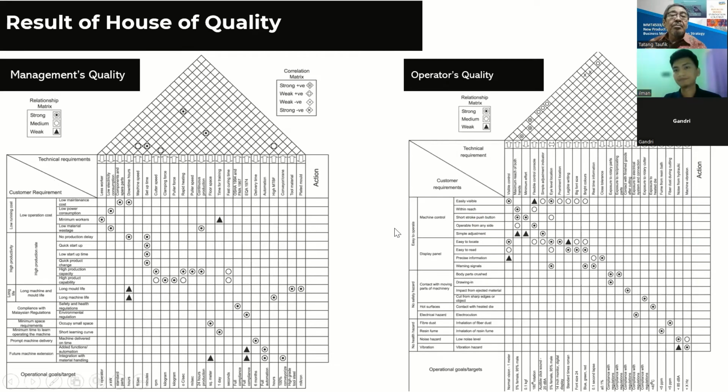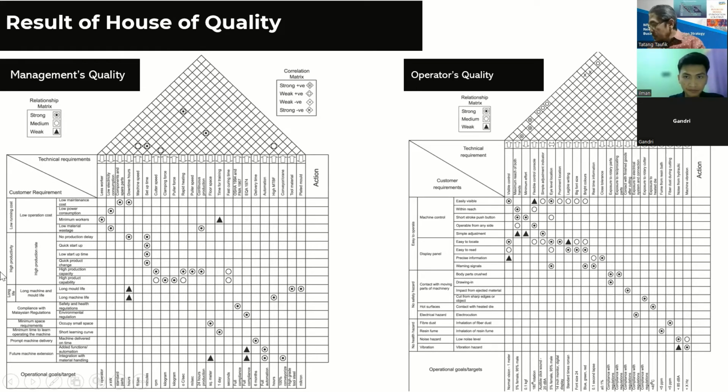And this is the last result, the result of the house of quality. The first is management quality. In the outline to the left here, we can see the first is low running cost. The customer requirement is low operation cost. So for technical requirements, these are low maintenance cost, low power consumption, minimum workers, and also low material wastage.